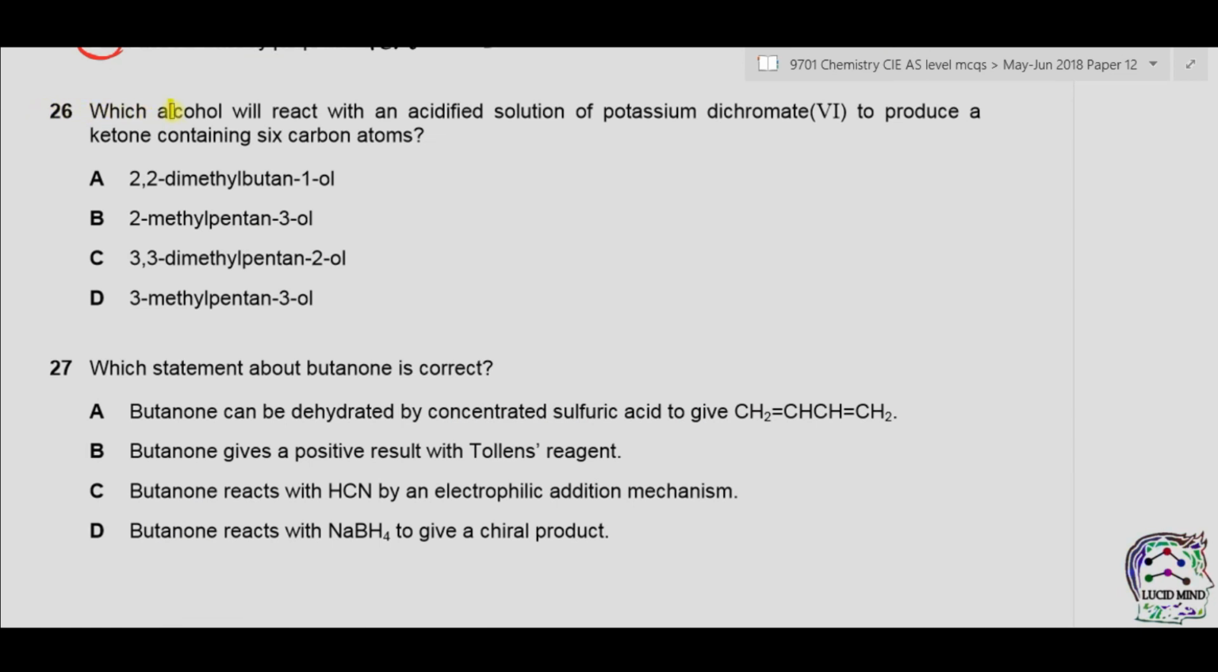Question 26. Which alcohol will react with an acidified solution of potassium dichromate(VI) to produce a ketone containing 6 carbon atoms? Now you should know that ketone is always formed from secondary alcohol.